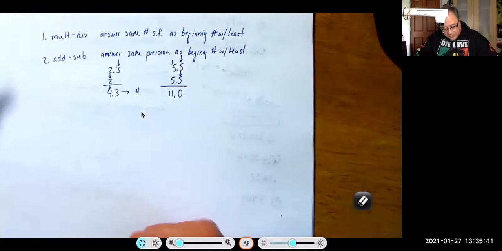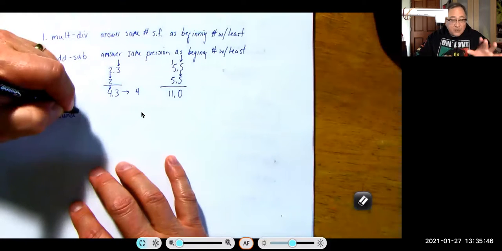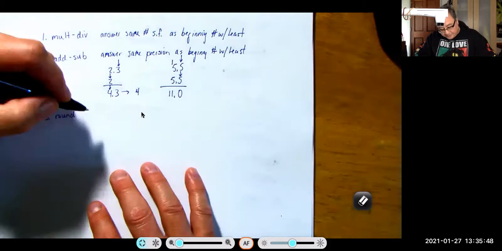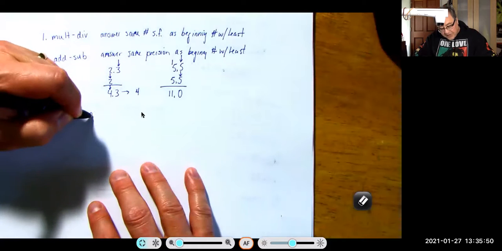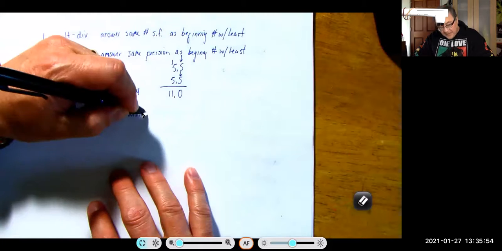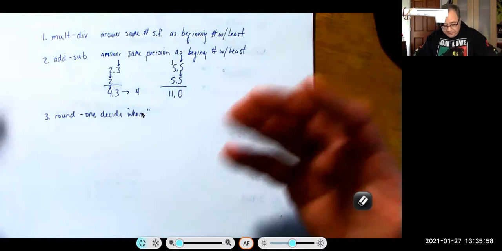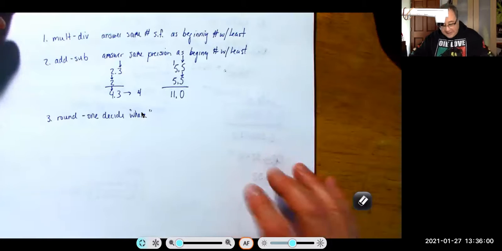Okay, and then 3 is when you round. So here, once you decide where you're going to round, and that means do you round to the ones, to the 10th, to the 100th, wherever you round to, you look at the number to the right.